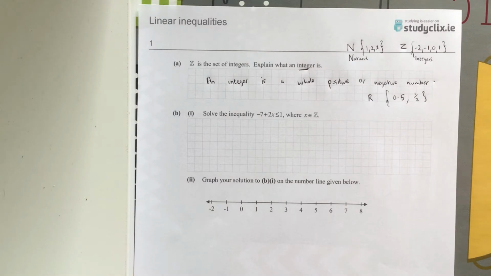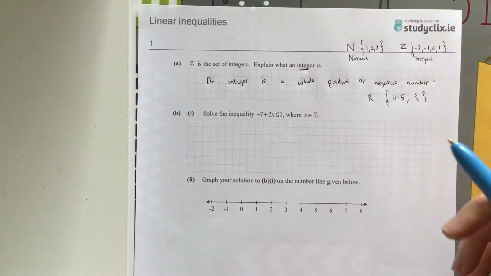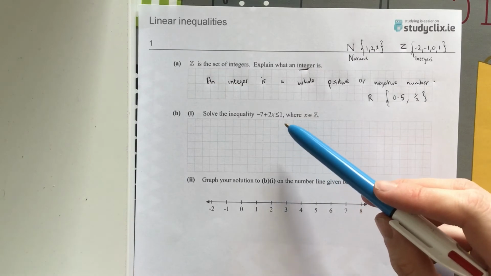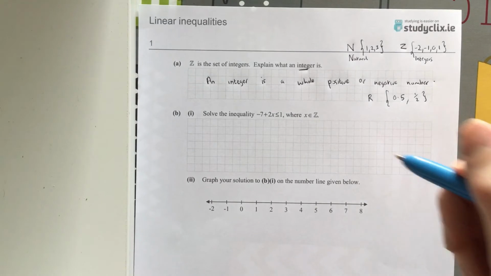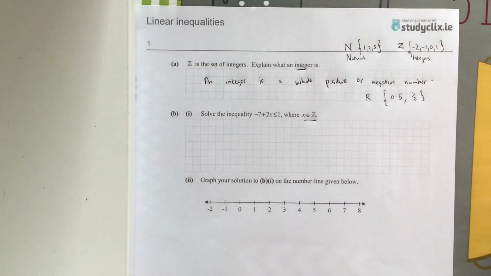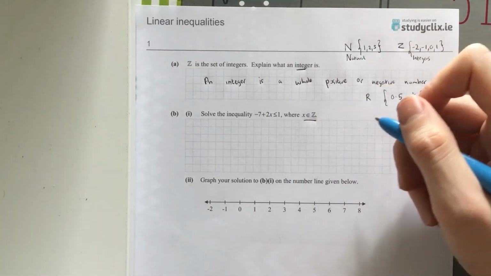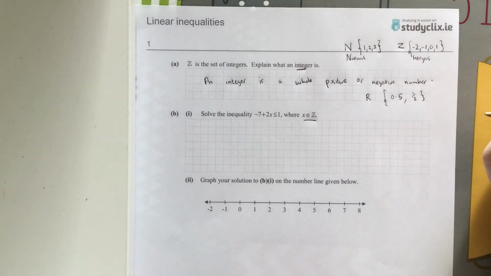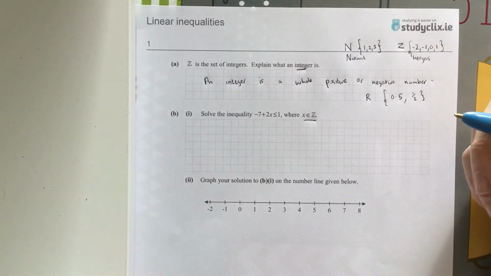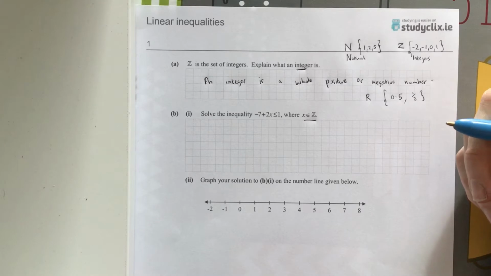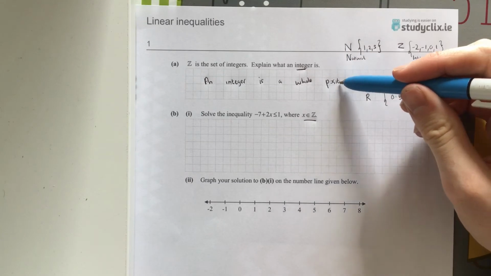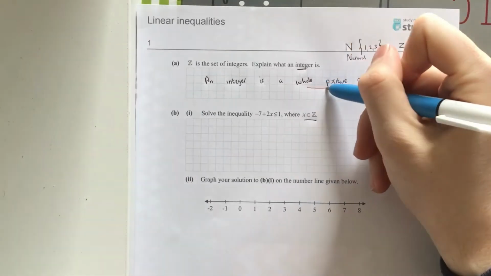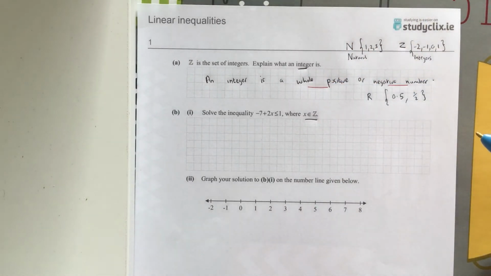Then solve the inequality -7 plus 2x is less than or equal to 1, where x is an element of Z. What that means is that whatever number we get at the very end, when we have solved it, it'll be an element of the integers. So our answer is going to be either a whole positive or a whole negative number. We're simply not going to get a decimal in this question.